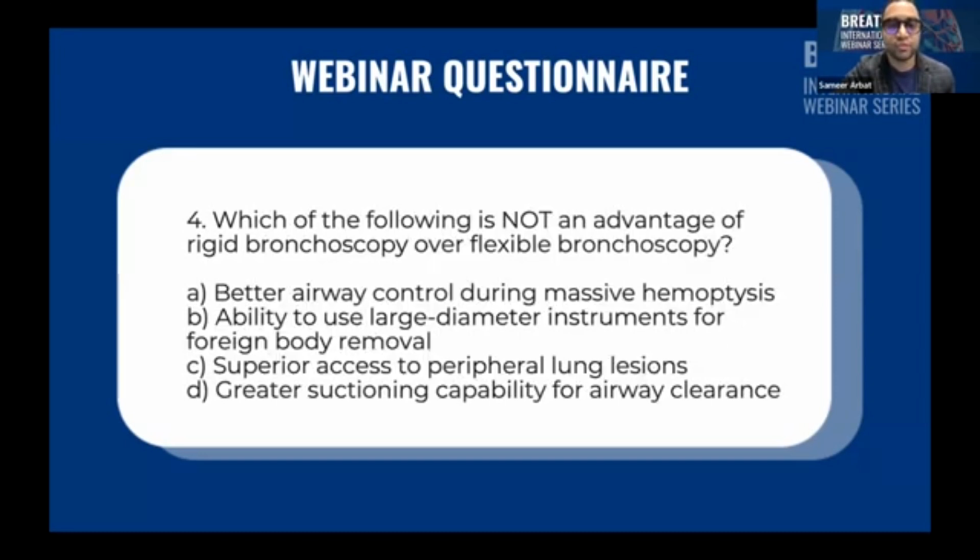Now coming to the fourth question, I request the technical team to get the voting pads live for the fourth question. So which of the following is not an advantage of rigid bronchoscopy over flexible bronchoscopy?